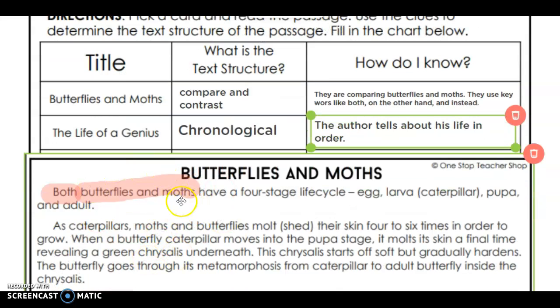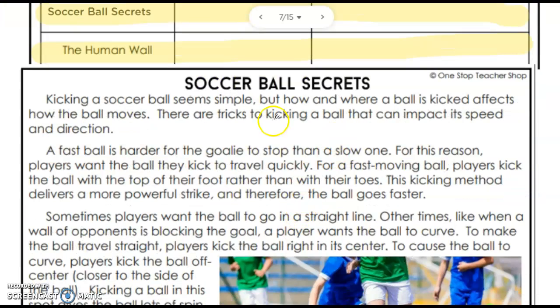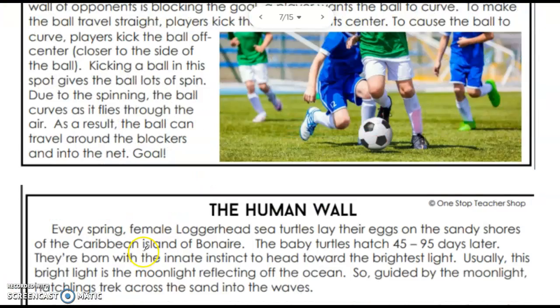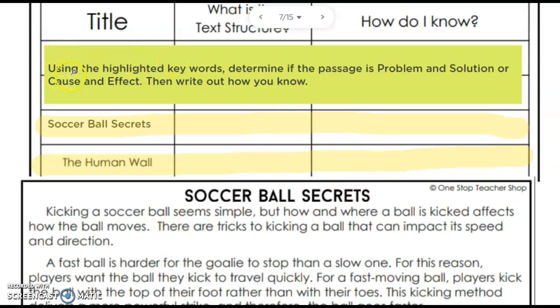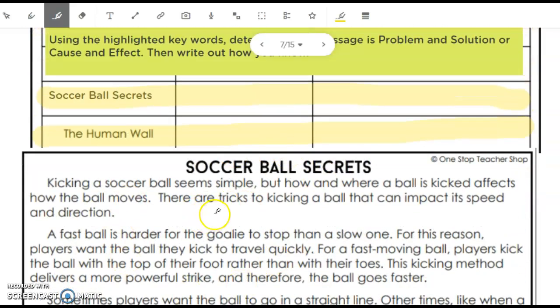Make sure you have everything highlighted that I have highlighted. For this page, look for the key words in each passage and then write them out. The directions are up at the top. You need to record your voice. Record yourself reading. That is going to be for a point. Then you have your points for each section, and then using the keywords that are highlighted.